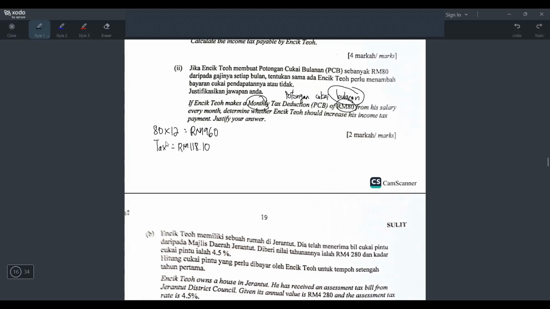So now you tell me, your tax is bigger than PCB or your tax is smaller than PCB? Your tax is bigger than PCB, right? So what I'll write here, your tax is bigger than PCB. So it means the amount yang you kena bayar is more than the discount. So this one kurang bayar or lebih bayar? Kurang bayar. So determine whether Encik Teo should increase his income tax payment. Justify your answer. So should he increase his income tax payment?